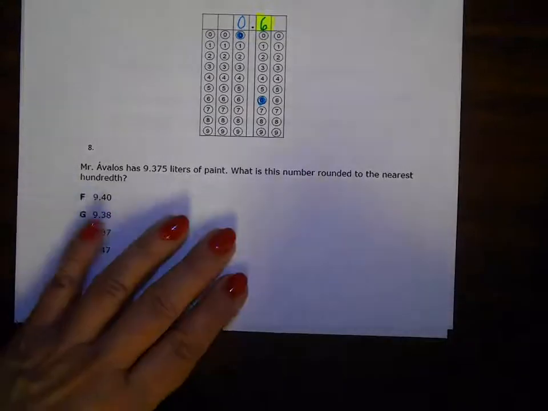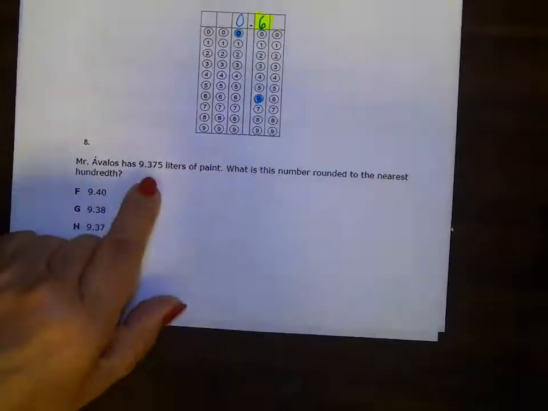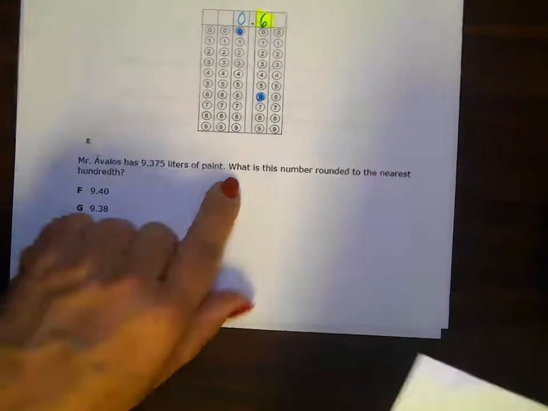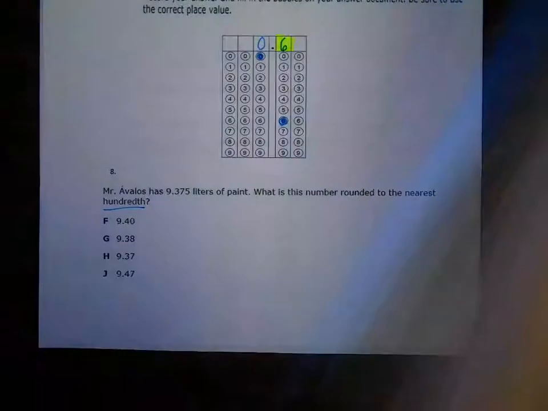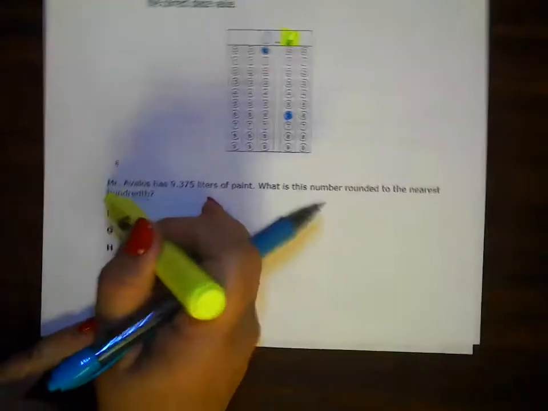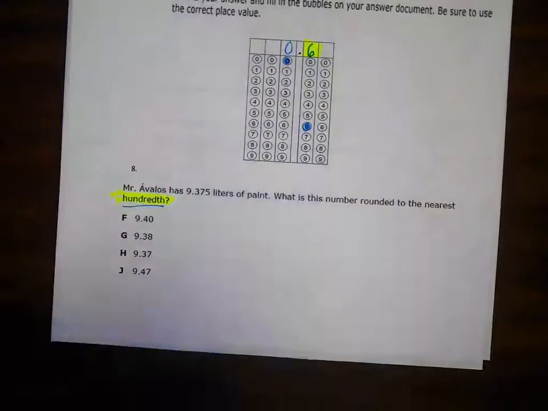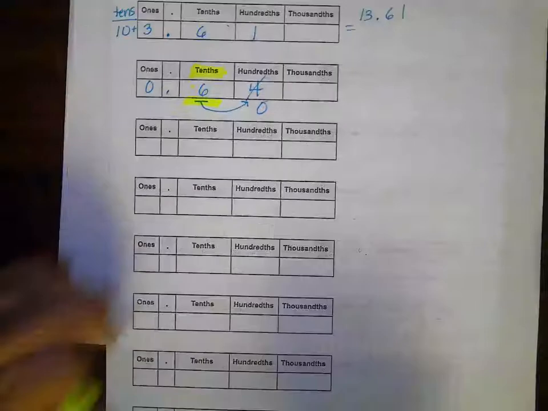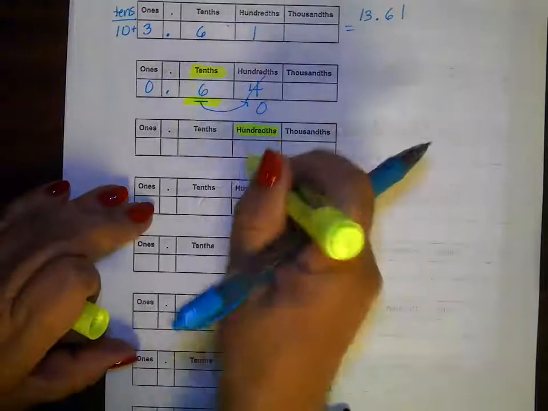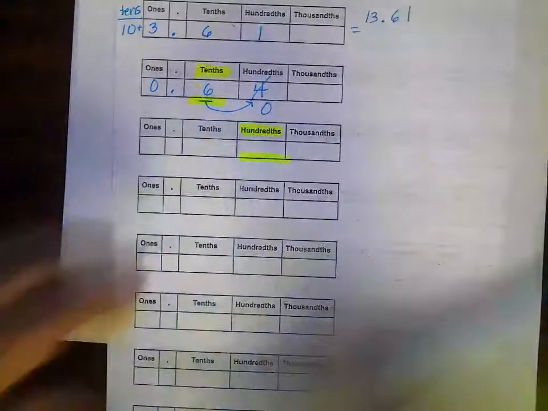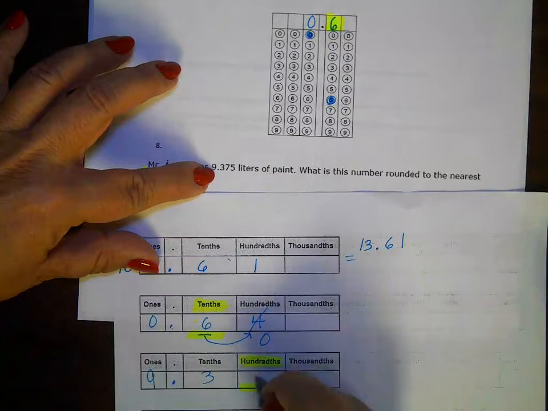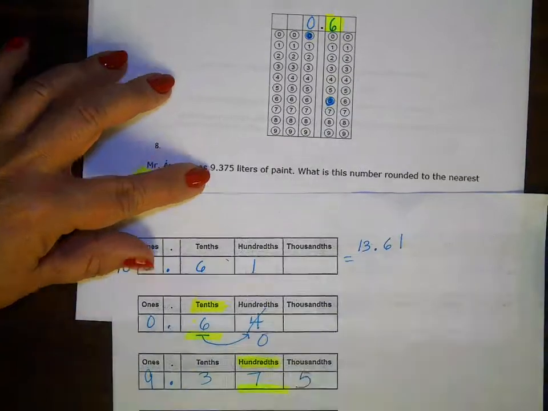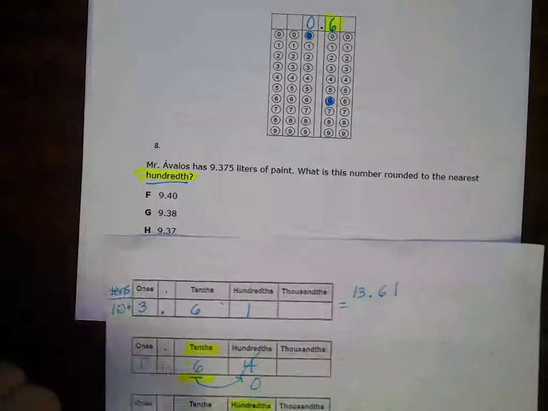Mr. Avalos had 9 and 375 thousandths liters of paint. What is the number rounded to the nearest hundredths? I'm going to get my highlighter again. You can get a colored pencil or you can circle it. I want it highlighted so you can see it. I'm going to highlight hundredths, highlight that underlying number, and now I'm going to put in this number. So it is 9, there's my decimal point, 375 thousandths. Need to round it to the nearest hundredths.